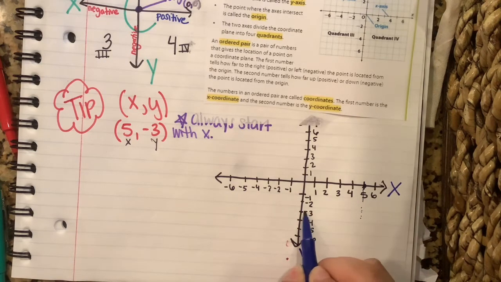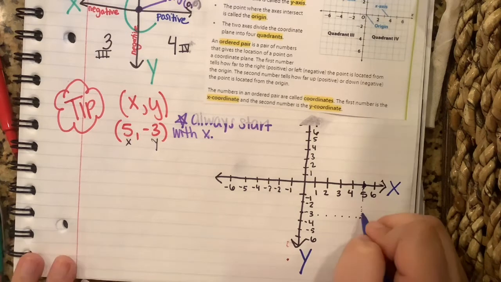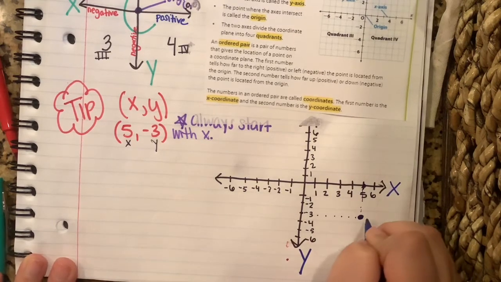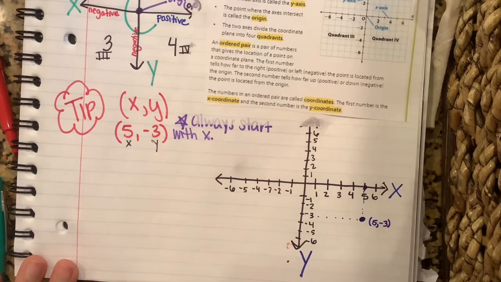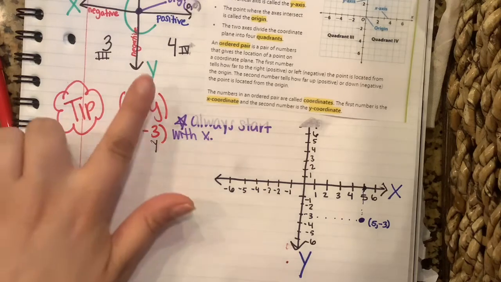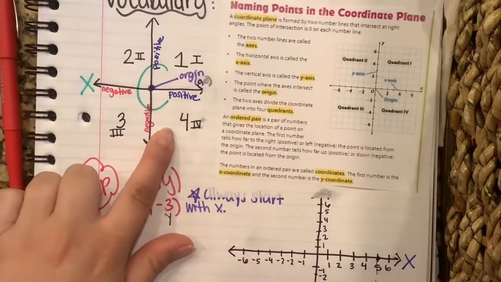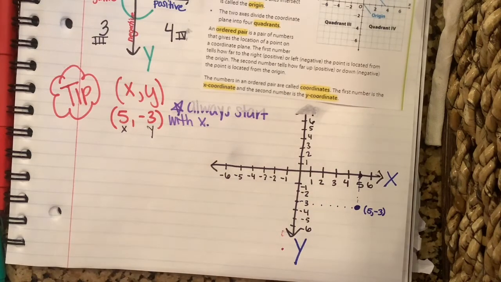So I'm kind of just dotting lines here lightly. And where they meet is where I'm going to make my point. Then I'm going to label that 5, -3. That's where the point was at. Now, if there is a follow-up question saying which quadrant is this ordered pair in, you would say quadrant number 4. There's quadrant 4. And our ordered pair is in quadrant 4.